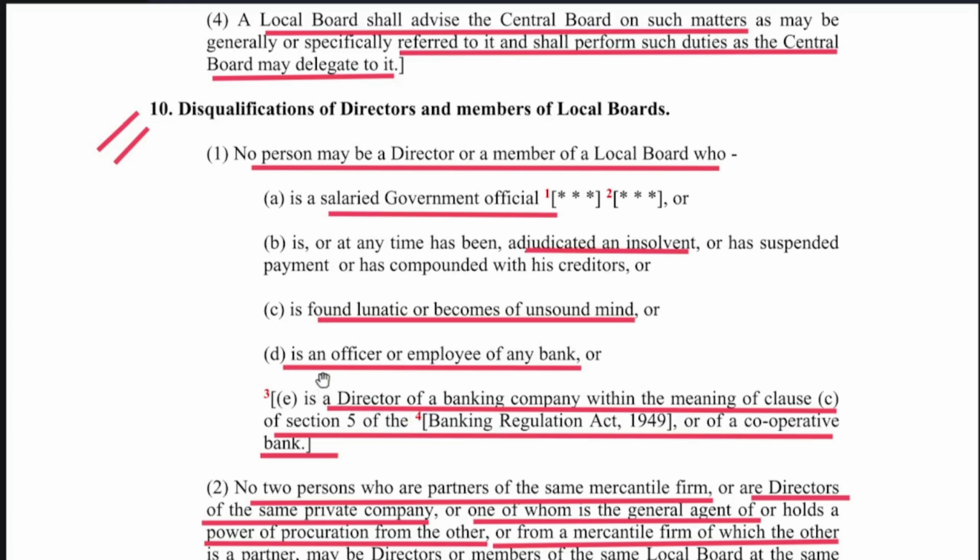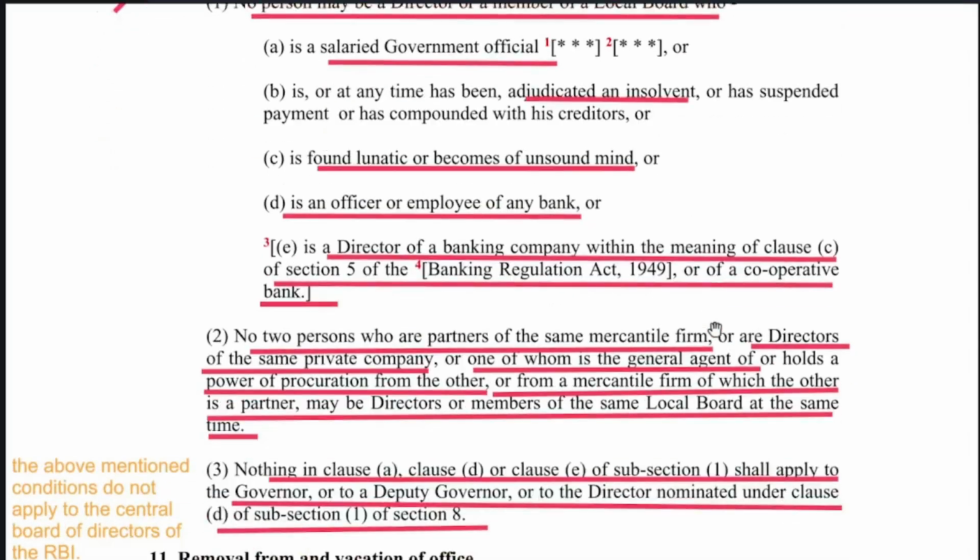Apart from this, the concerned person should not be an officer or an employee of any bank. Apart from this, a director of a banking company within the meaning of clause C of section 5 of the Banking Regulation Act, or of a cooperative bank, meaning thereby a director of a banking company which is defined in the Banking Regulation Act 1949, or a director of a cooperative bank also is disqualified from becoming the member or a director of a local board.